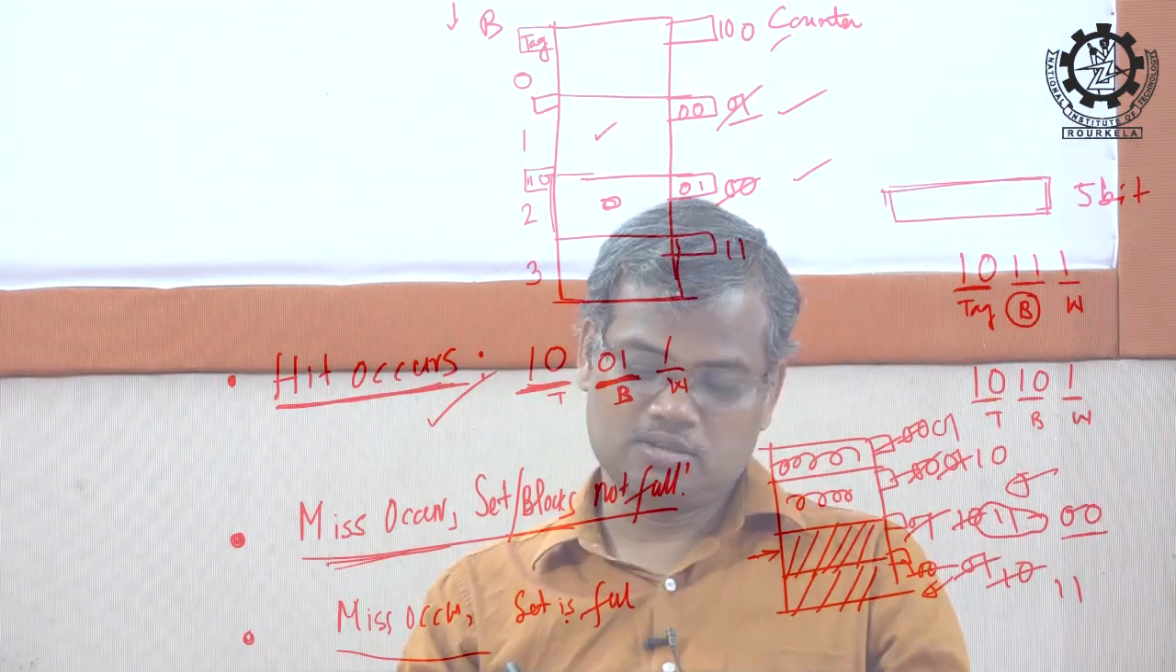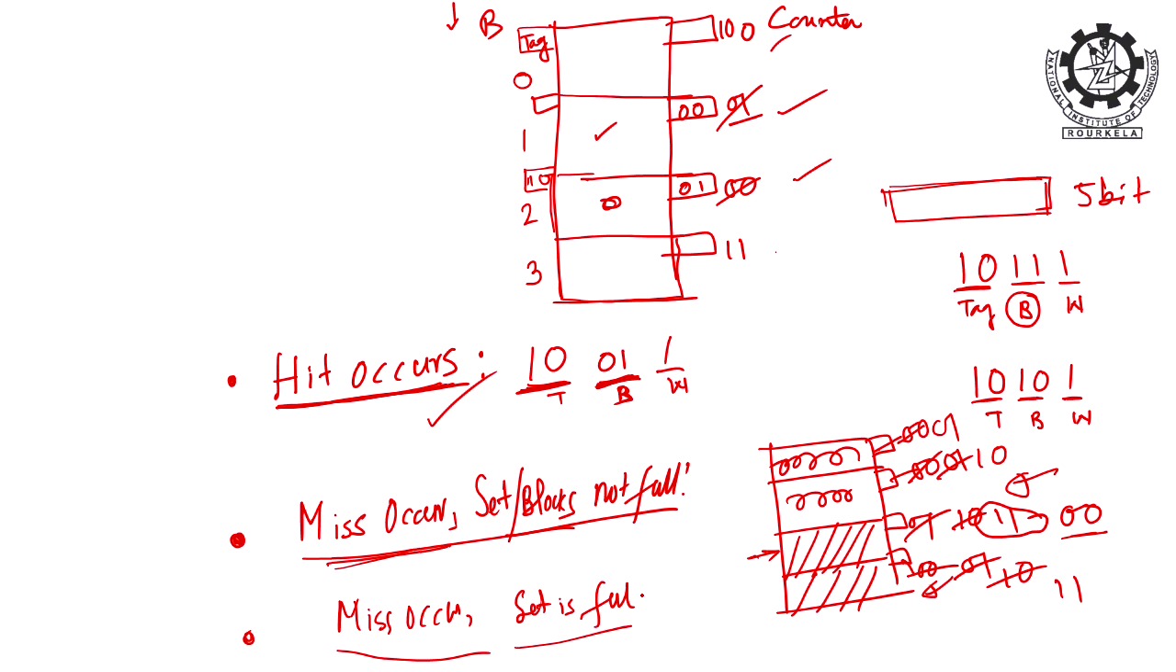And if the miss occurs and the set is full, then what you have to do? You have to replace the block which has the highest counter value. Okay. You replace that block and all other counter values you increment by 1. So, this is the page replacement policy. Okay. So, now what do you do?